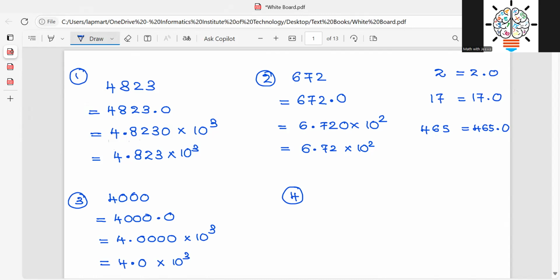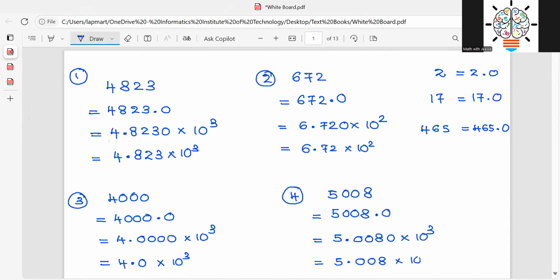Okay. I'll take another example. Let's say you have 5,008. What should we do? 5,008.0. So then we write 5.0080. How many steps did we adjust it by? 3 steps. So then we write 5.008 times 10 to the power of 3.